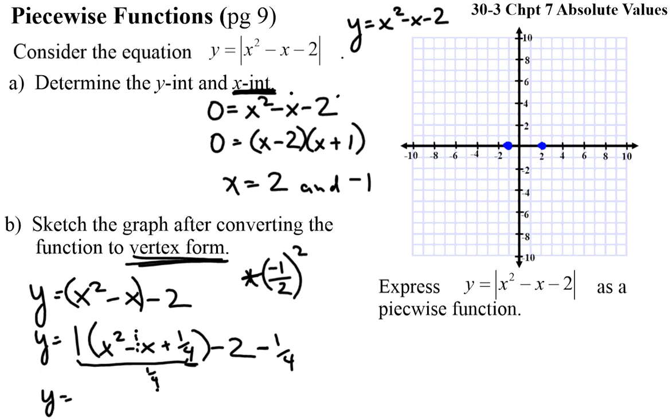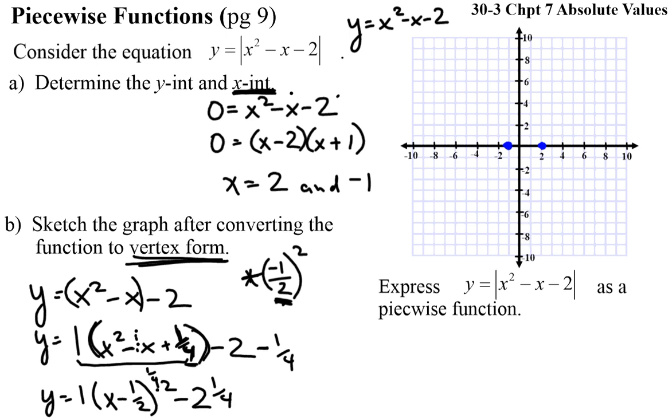Finish off by factoring what's in the brackets, and remember, what's in our magic is what it is. What are the things that multiply to give us 1/4, but add to give us negative 1? Negative 1/2, negative 1/2. Negative 1/2 times negative 1/2 is 1/4. Negative 1/2 plus negative 1/2 is negative 1. So we end up with x minus 1/2 squared minus 2 1/4.